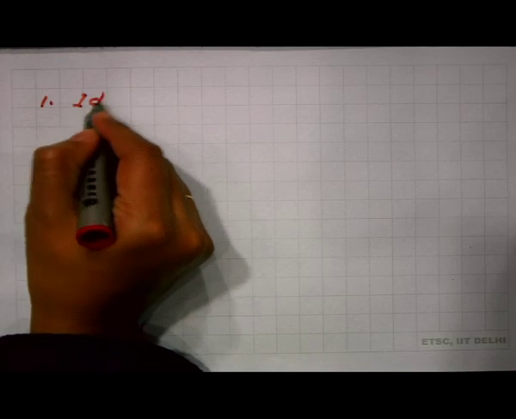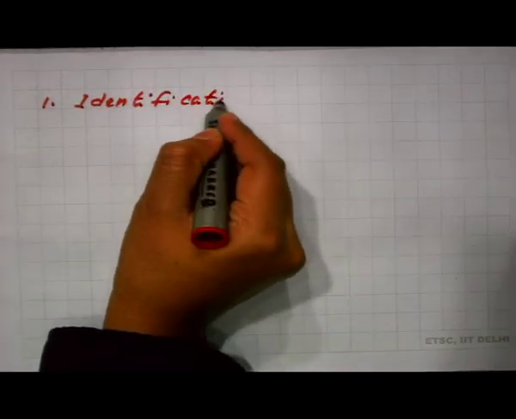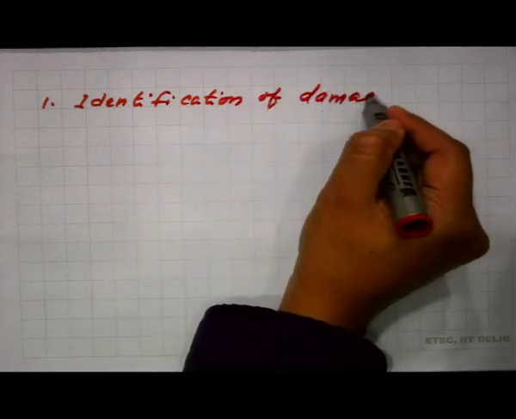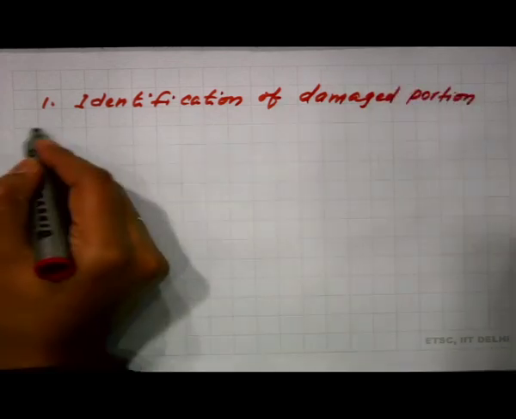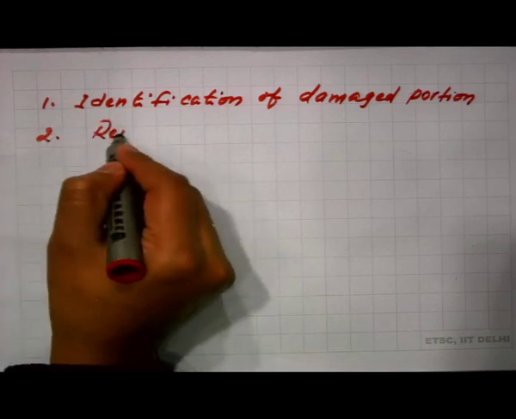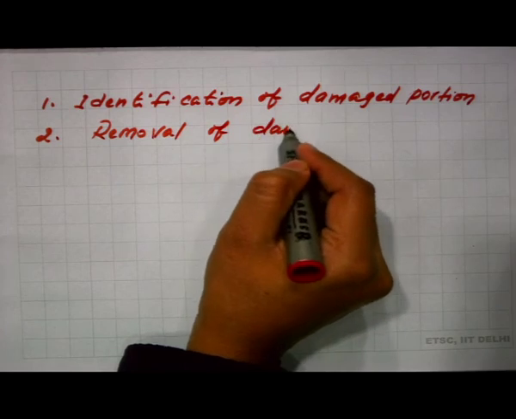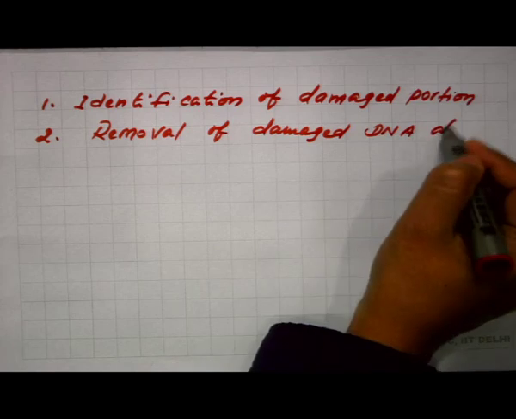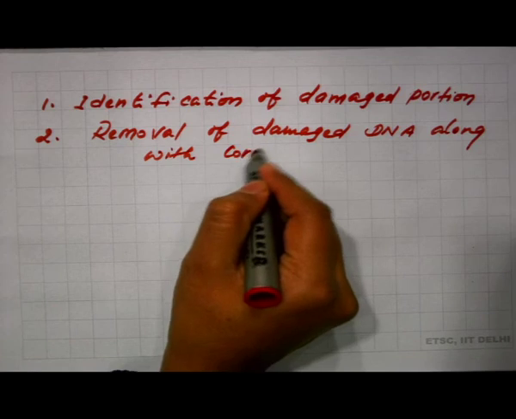The first step is identification of damaged portion. Second step is removal of damaged DNA along with correct sequences.